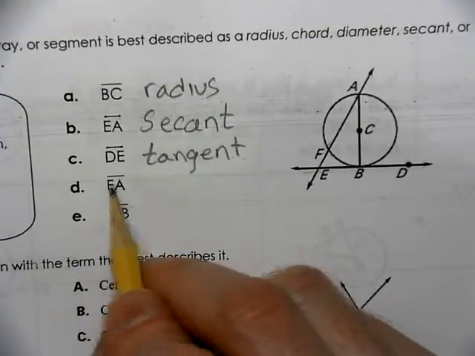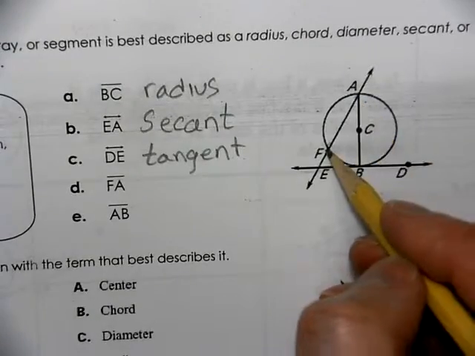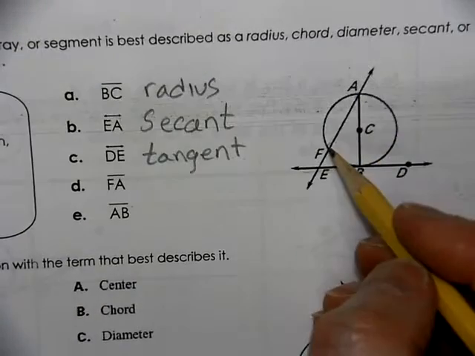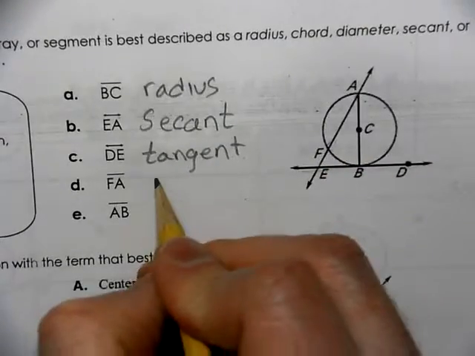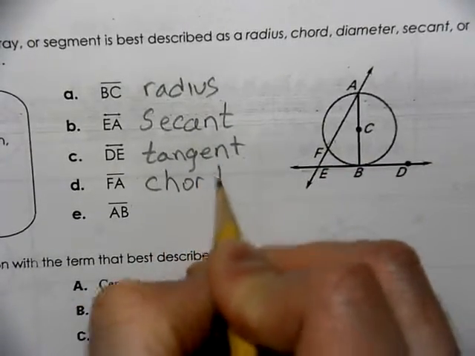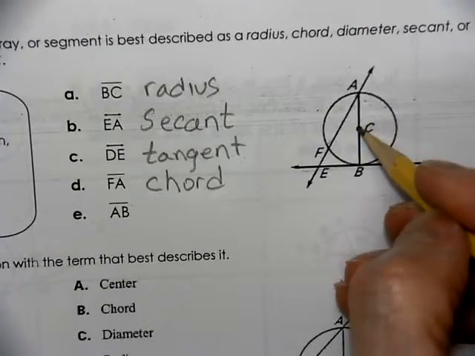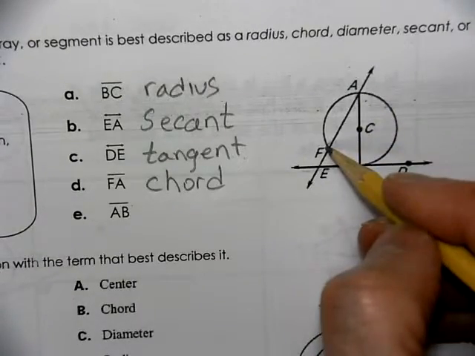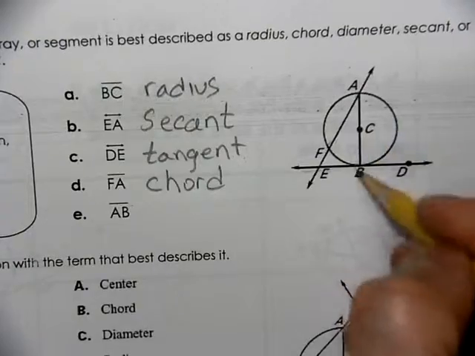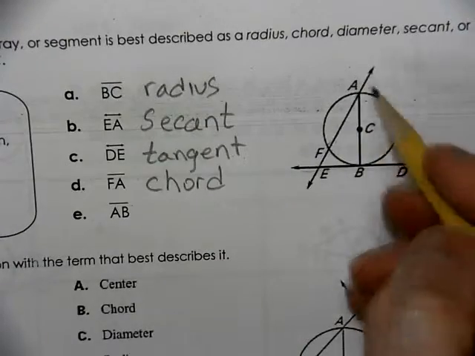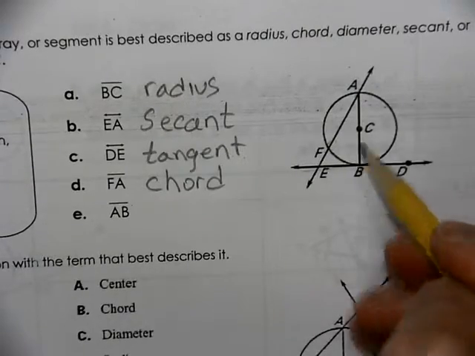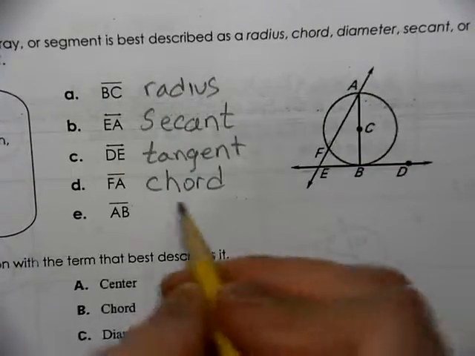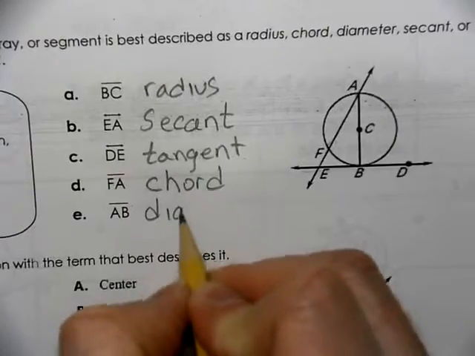FA, that's a segment. F to A, it's touching the circle at 2 points, but it doesn't have an arrow, so it's not a secant. It's just a chord. It doesn't go through the center, so we know that that's not a diameter. But AB touches the circle at 2 spots, and it contains the center, so that's the diameter.